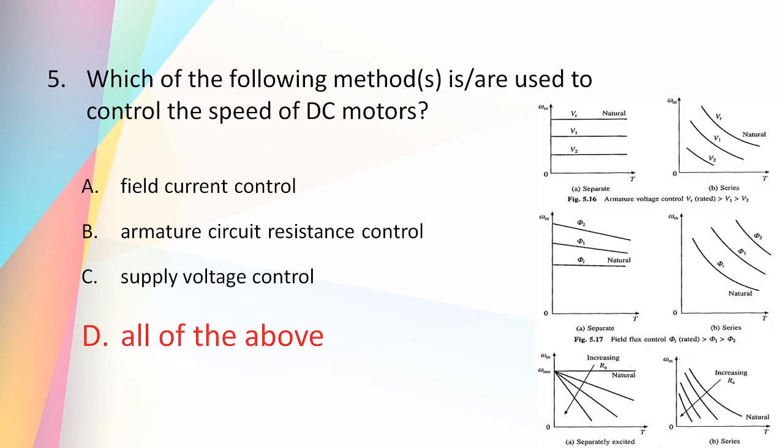All the above mentioned methods can be used for control of speed of DC machines. So armature voltage can be used, or field flux control, also known as the field weakening control, can be used. Then again, armature resistance control. Armature voltage control and armature resistance control are used for control below base speed, and field weakening control is used for above base speed.